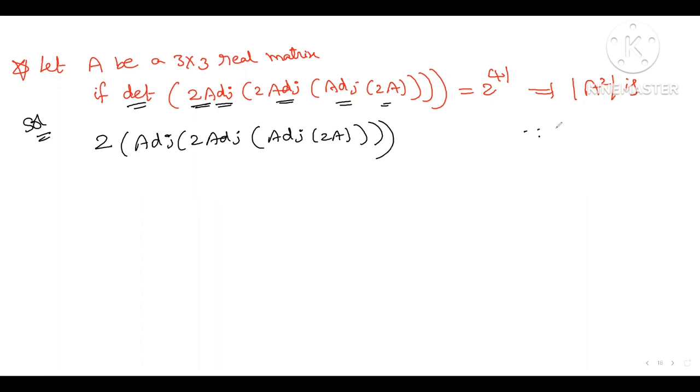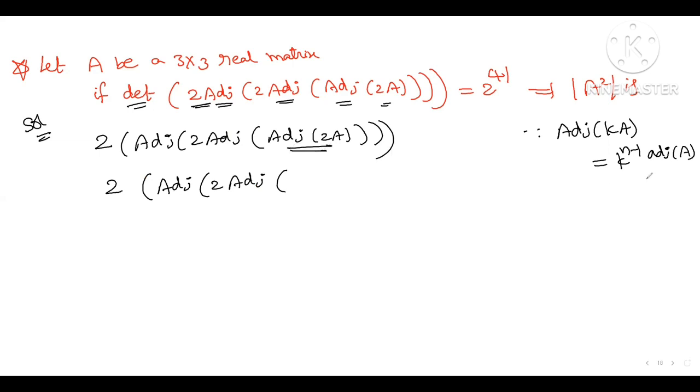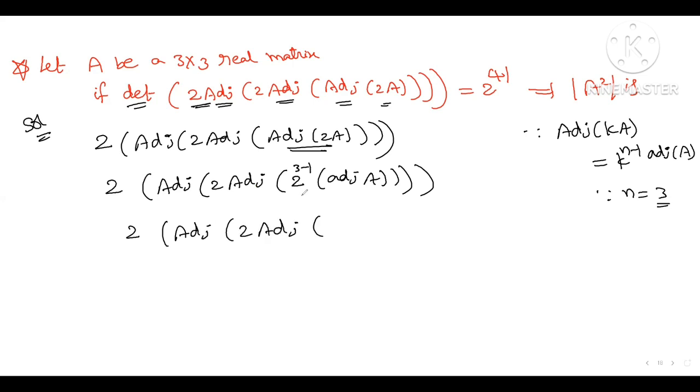Okay, we have one formula. Adjoint of kA is equal to k to the power n minus 1 into adjoint of A. Here first find out this value, after that taking det on both sides. So 2 times adjoint of 2 times adjoint of 2A, we have the formula that adjoint of kA is k to the power n minus 1 into adjoint of A. Here 2 to the power n minus 1, how much value? This is a 3 by 3 square matrix, n is equal to 3. So 2 power 3 minus 1 into adjoint of A. So 2 times adjoint of 2 times adjoint of 2A becomes 4 times adjoint of A.